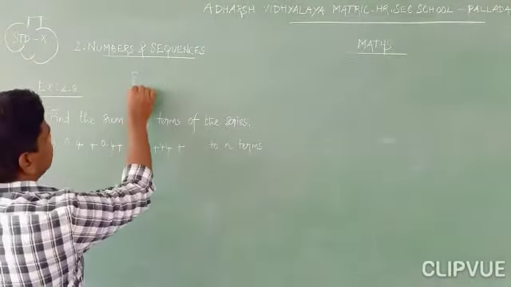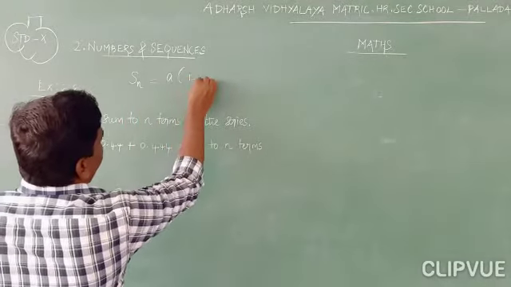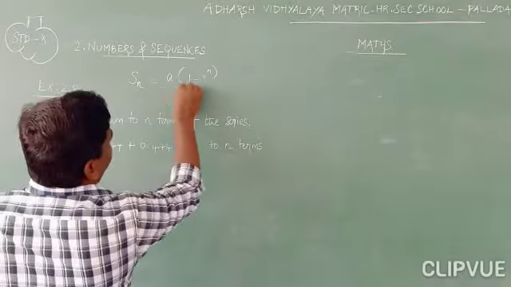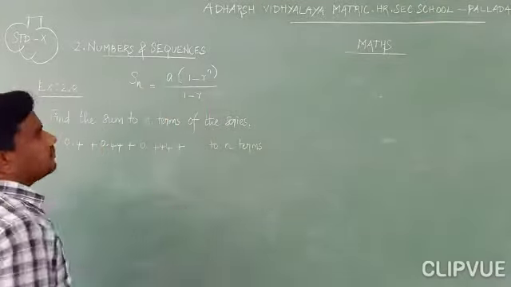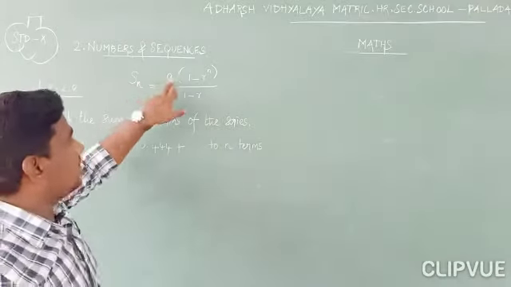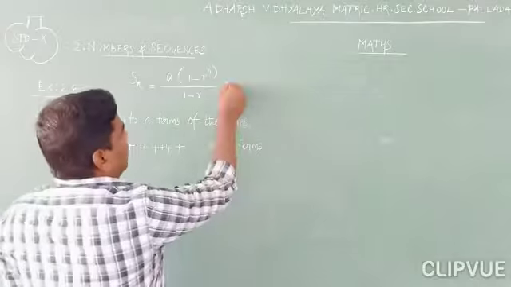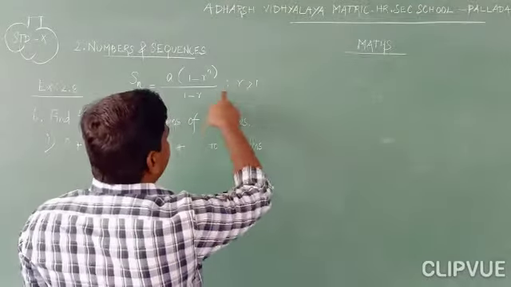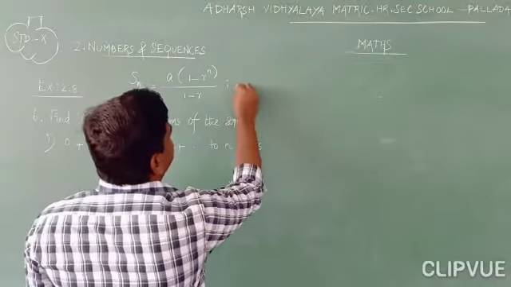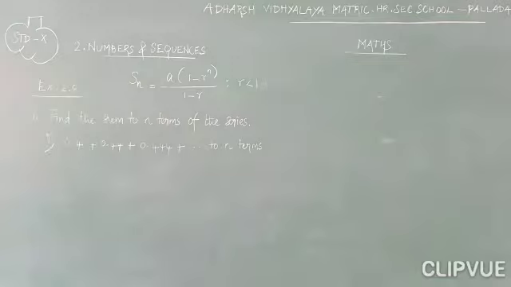So we have discussed so far Sn is equal to a of 1 minus r power n divided by 1 minus r. And one more formula we have discussed, that is a of r power n minus 1 divided by r minus 1, when r is greater than 1. Here r is less than 1. Okay. So now I am going to solve question number 6.